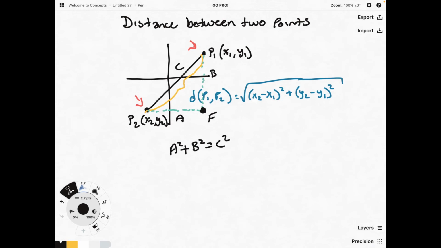We're not going to go through the proof on how to calculate the distance, but utilizing the Pythagorean Theorem, we get the distance formula, which is located here. The distance between P1 and P2 is equal to the square root of the quantity x2 minus x1 squared plus y2 minus y1 squared.